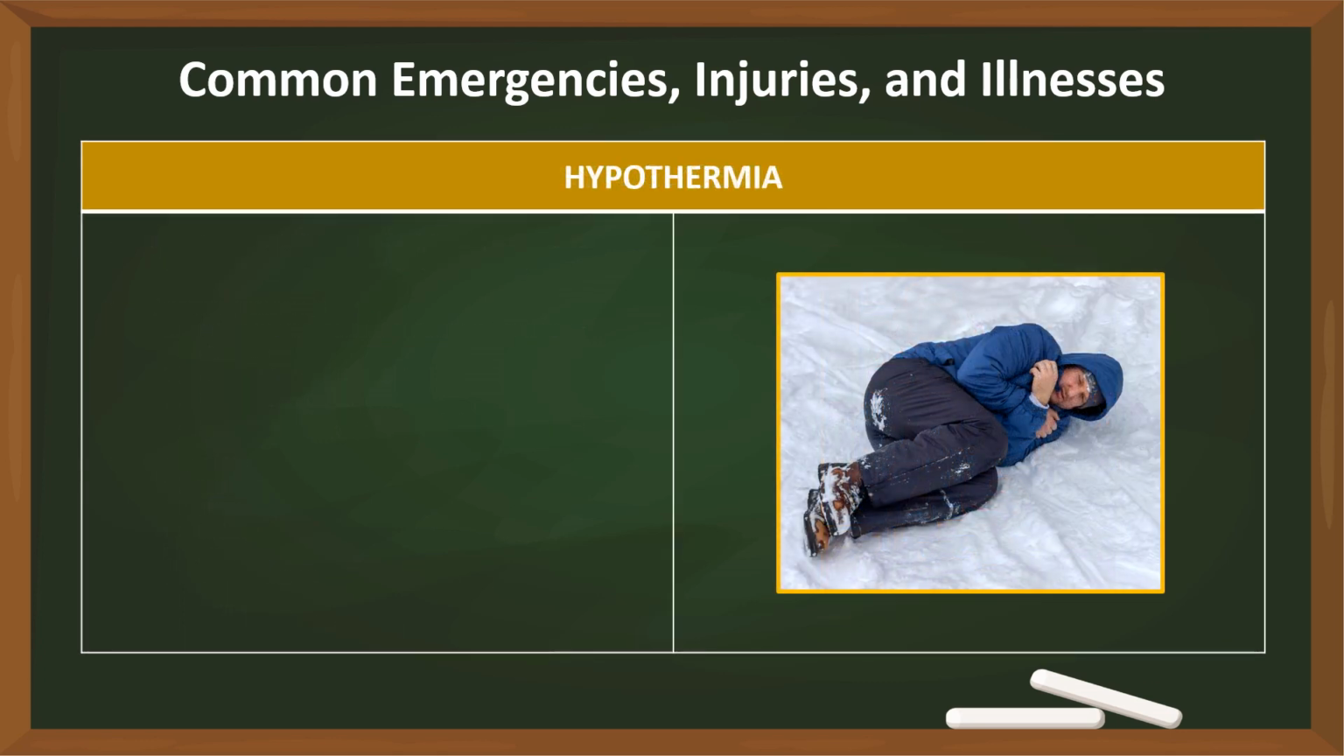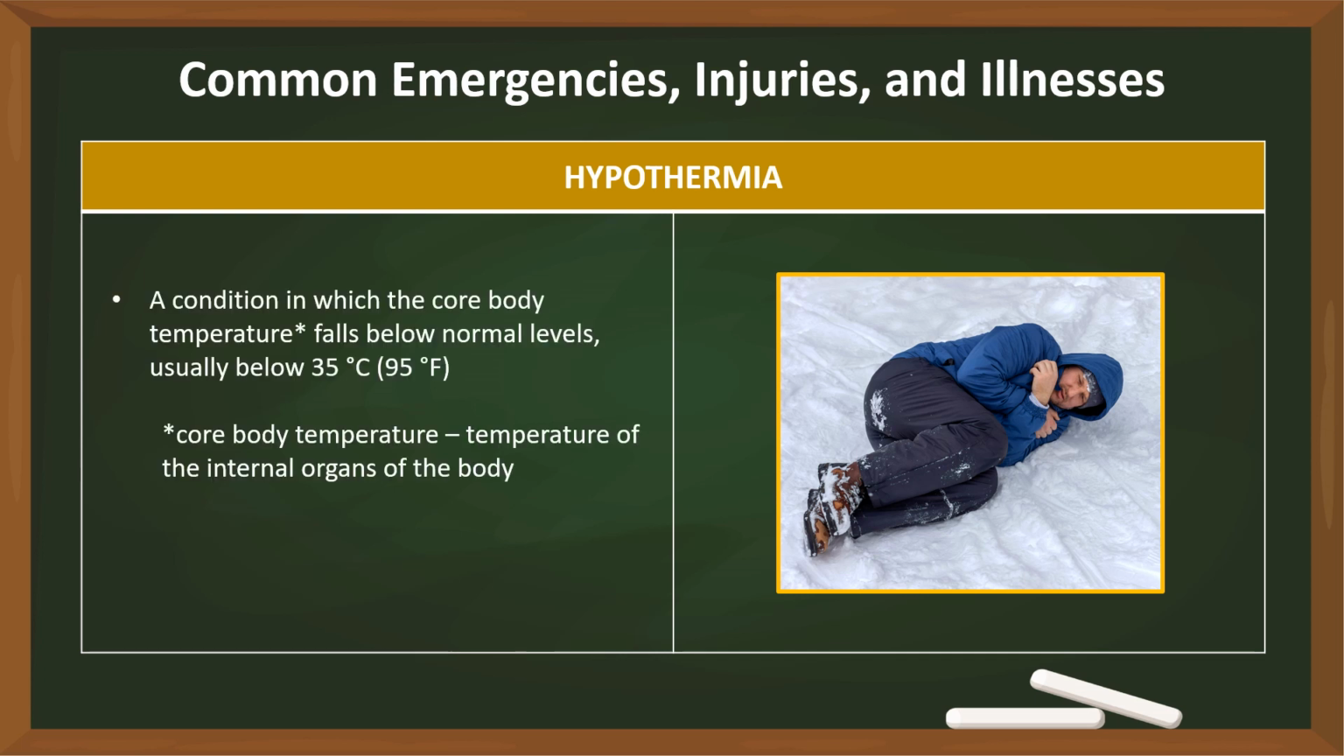A while ago, we discussed heat exhaustion and heat stroke. Another condition related to temperature is hypothermia. But this condition involves the core body temperature falling below normal levels, usually below 35 degrees Celsius. Hypothermia is often caused by exposure to very cold, wet, or windy conditions for a long time.